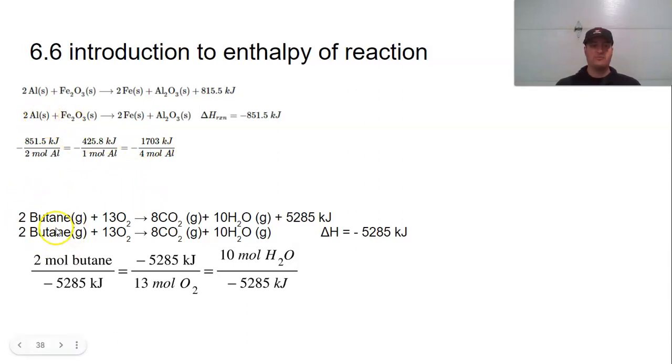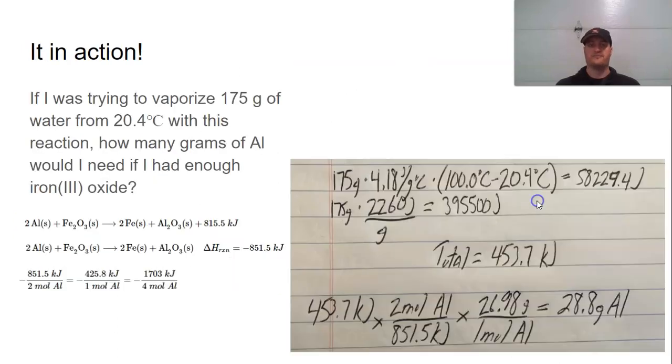I gave another example, butane, like we find in lighters. We've got our thermochemical equation, our chemical equation with enthalpy on the outside, and that 2 moles of butane is for this amount. Same idea, 13 moles of oxygen, same amount, 10 moles of water, same amount. And again, it doesn't matter which one is on top and bottom. These are conversion factors that can be used when we do some stoichiometric calculations.